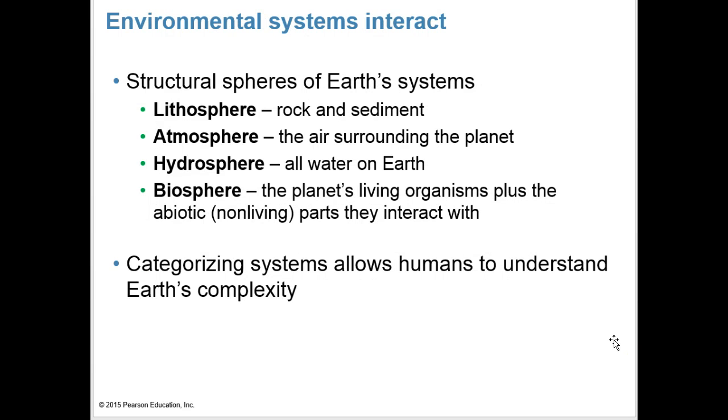To help us understand the Earth and its ecosystems as a system, scientists often divide up the Earth or the environment into some different regions. These include the lithosphere, which is the rock and the sediment, the atmosphere, which is the air surrounding the planet, the hydrosphere, which is all the water on Earth, and the biosphere, which is the area of the planet in which life can occur. Categorizing the systems allows humans to understand Earth's complexity.